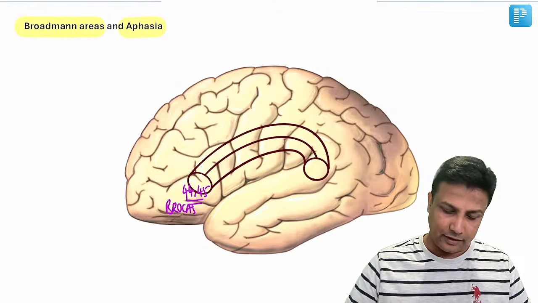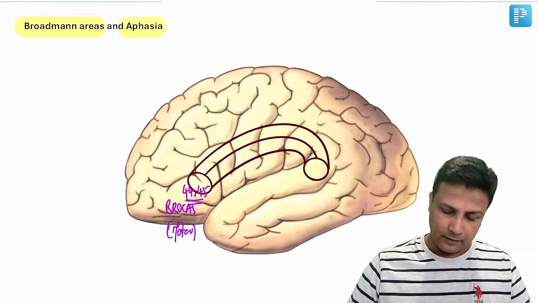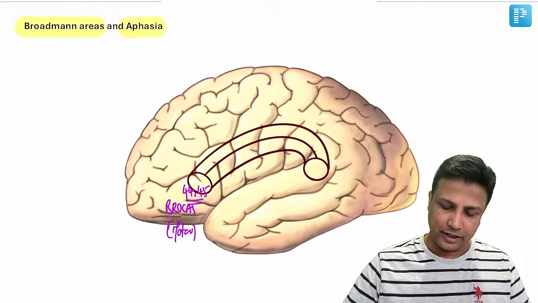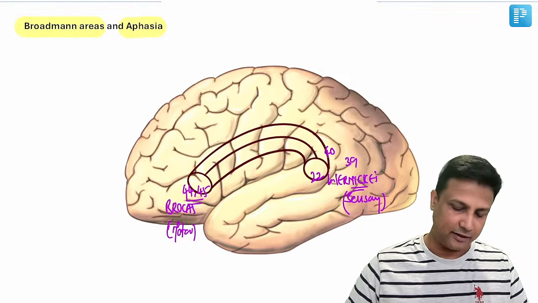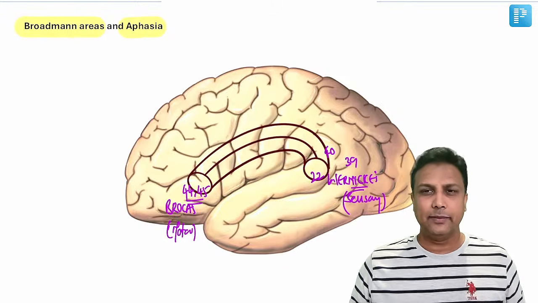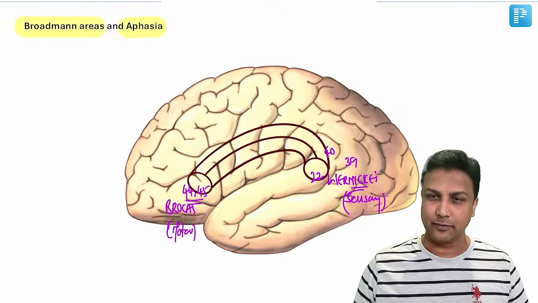We all know very well the Broca's speech area will be the motor area. And somewhere here will be your area number 22, then 39, and then there will be 40 here. And this one here will be the Wernicke speech area. Wernicke speech area will be the sensory area, by which you'll be able to understand the spoken language. Comprehension will be there.